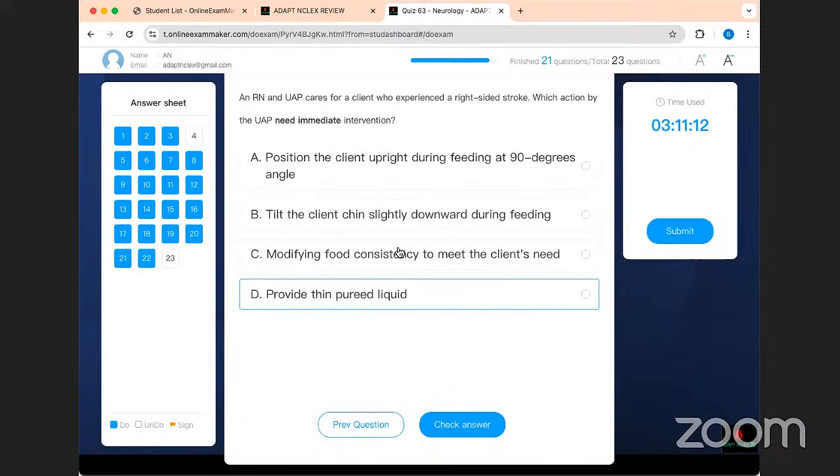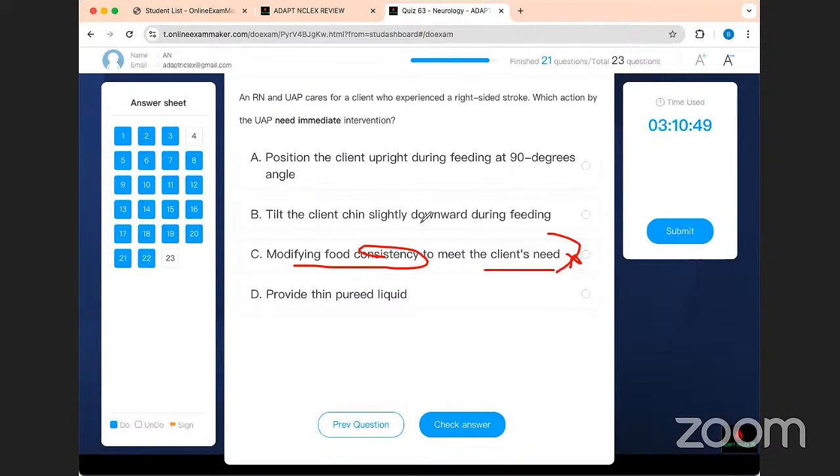Which of these? You've got to protect against aspiration. Which answer choice is protecting against aspiration? If it's not, you've got to pick it. Modifying consistency to meet their needs, depending on what they can take, is good. If you tilt their head downward, that will elevate the epiglottis, it will close the airway, and that is good. You keep them upright, it prevents aspiration. Thin liquid, they can aspirate with it. Usually we give them something thick, nectar thick, and they can take it easily. But thin is easy to get to the airway. So that's the right answer.